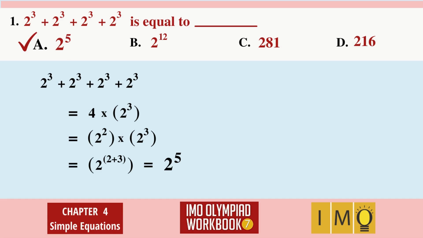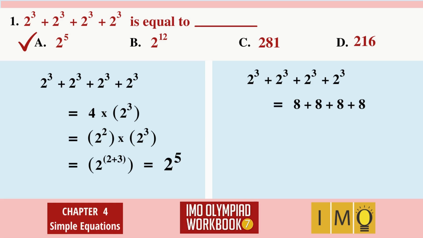You could also do the same question another way. 2 to the power of 3 is 8. 8 added 4 times is 32. 32 can also be expressed as 2 multiplied 5 times, which is 2 to the power of 5 again. This way also gives you the right answer, option A.